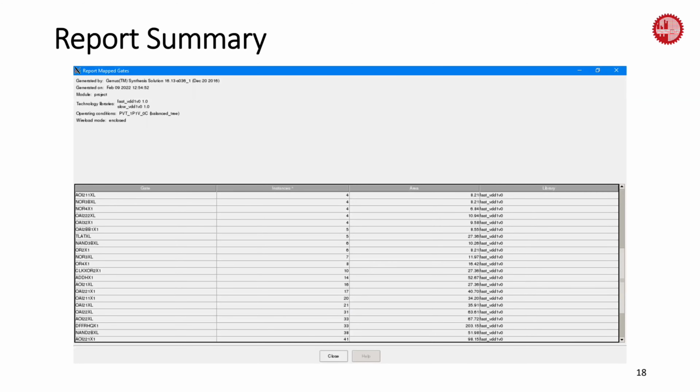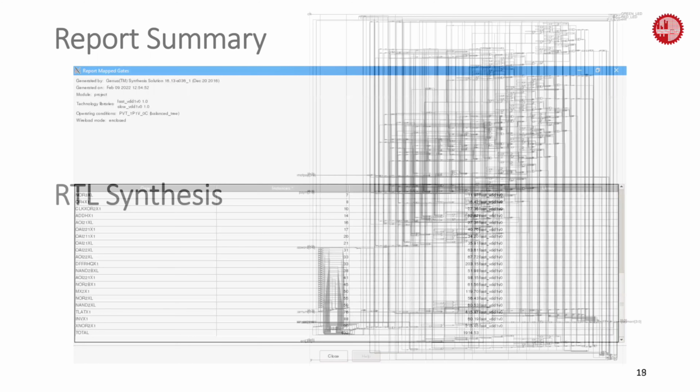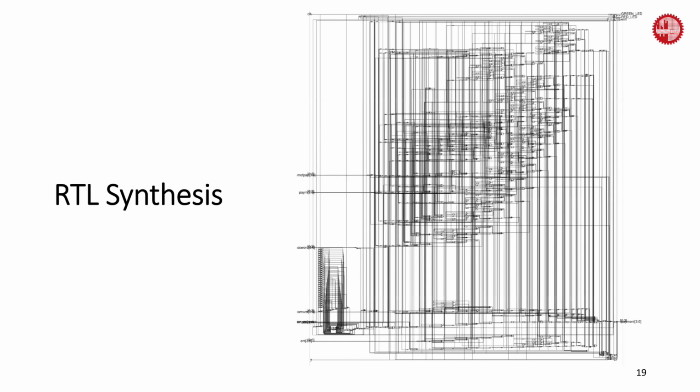Here is the report summary where different gates are included. Also, their gate instances, areas, and the library file that is used are shown here as well. Now you can see the RTL synthesis schematic view of our synthesized file.